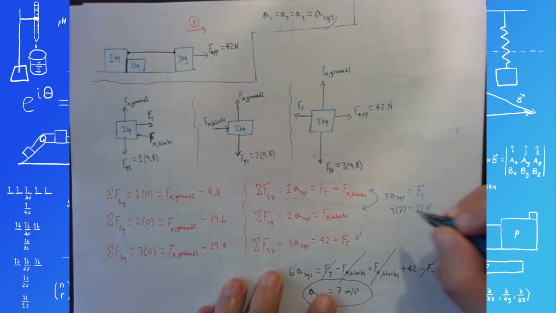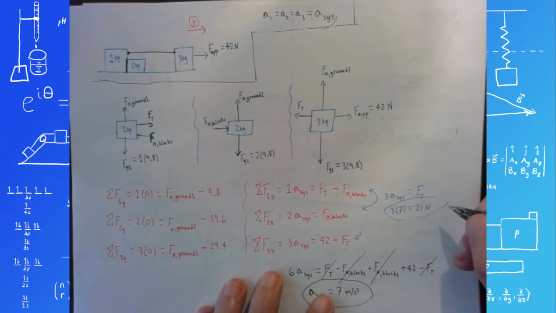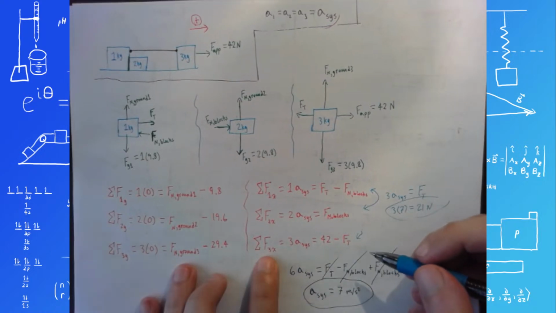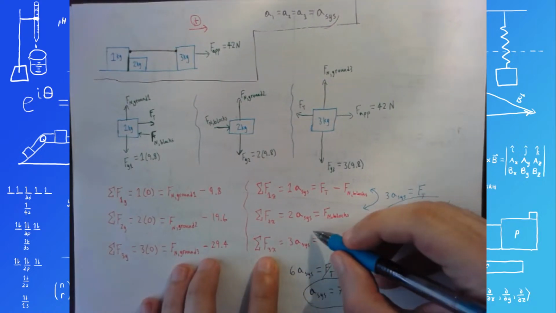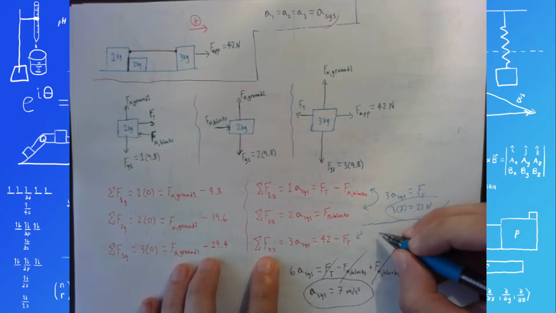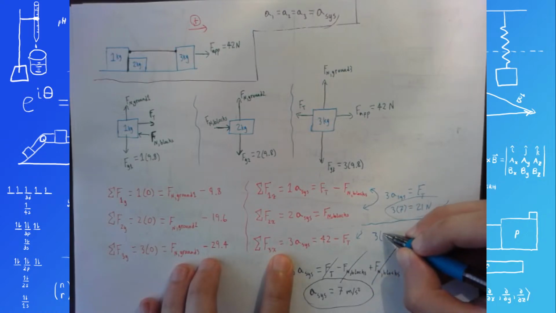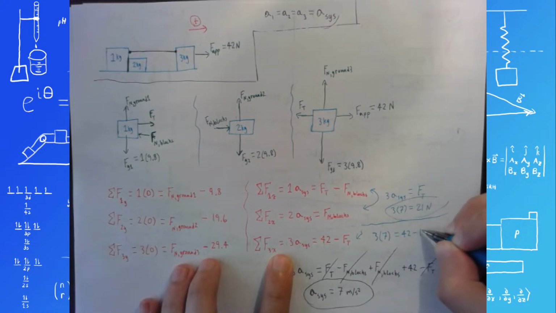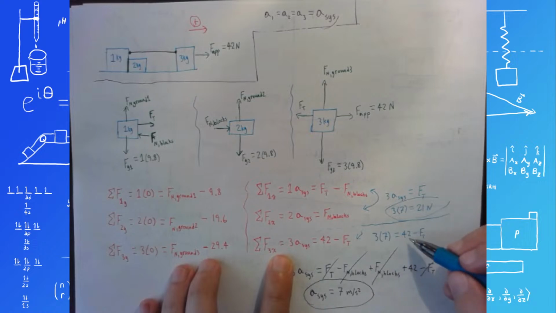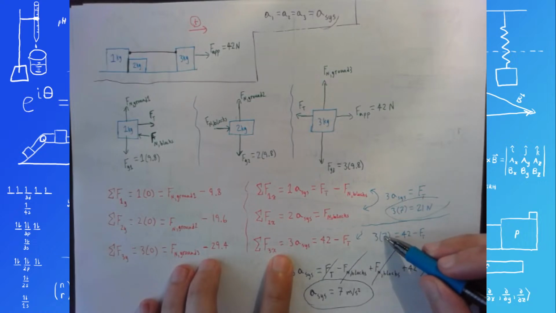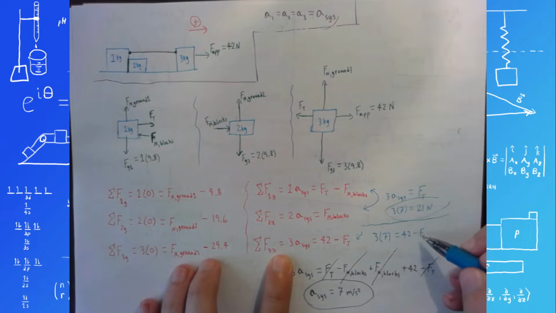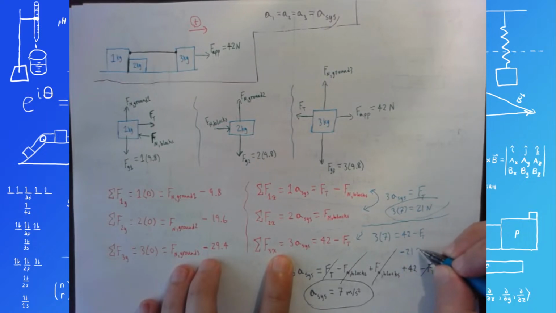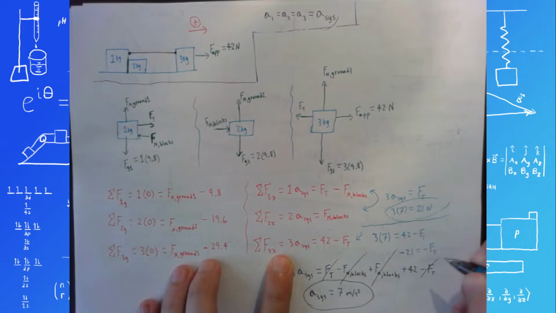Well, let's see if it still works if we calculate it using just the third equation alone. If I do the third equation by itself, I would have 3 times the acceleration of the system, which we got to be 7, is equal to 42 minus tension force. Subtract 42 on both sides. 21 minus 42 is negative 21. If negative 21 equals negative force of tension, then look at that, same result. Force of tension equals 21 newtons.